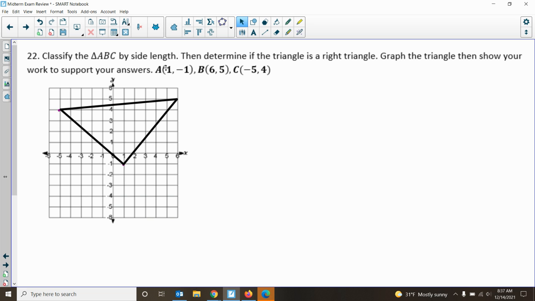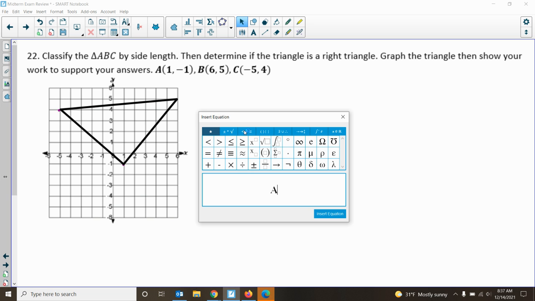So classify the triangle by side length. Here we have to find the lengths of all three sides by using the distance formula. So let's find the length of AB first. We're going to do the distance formula here. Negative 1 minus 1 minus 6 squared, plus negative 1 minus 5 squared.